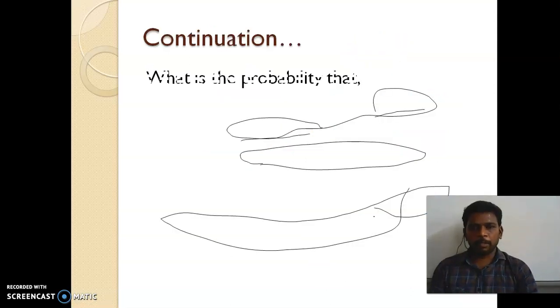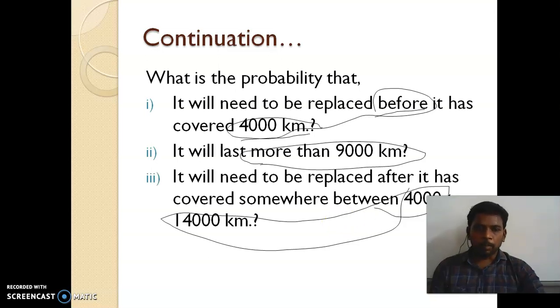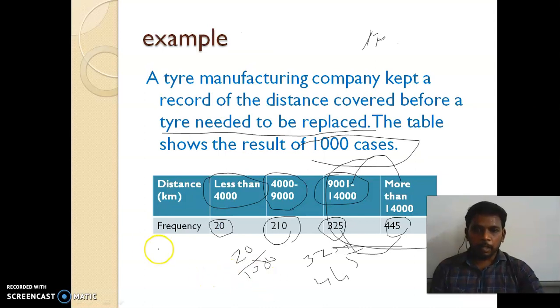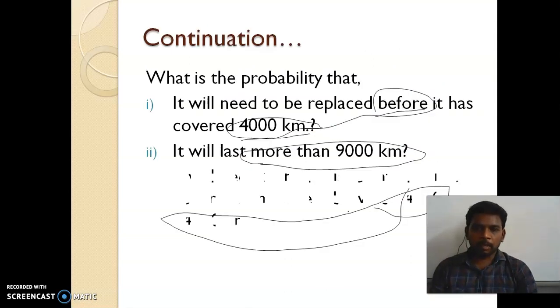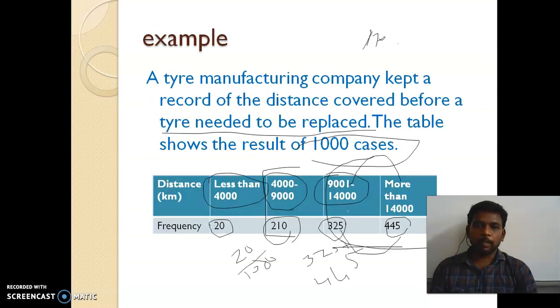And what about the third question? Look at the third question. Between 4,000 to 14,000. So 4,000 is here. Starting with this one, less than 4,000, not at 4,000. So 4,000 starting from here onwards. Between 4,000 to 14,000 kilometer. So 14,000 is here, and the last one is nothing but more than 14,000. So we can include these two only.